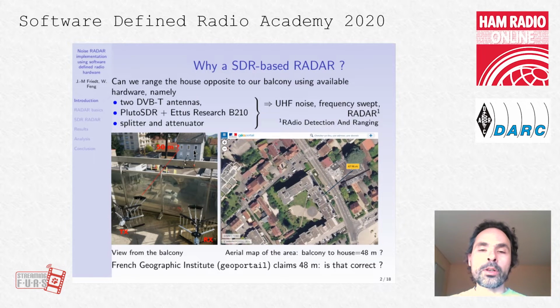Because we're under lockdown conditions, we're not allowed to go to the lab and collect hardware, so we need to try to benefit from whatever hardware we have available. So what do I have at home? I have some TV antennas, so that's TV UHF antennas, 400 to 700 megahertz, more or less. I have a PlutoSDR, software-defined radio from Analog Devices. I have an Ettus Research B210, and various passive hardware: splitter, coupler, attenuators. So can we make a software-defined radio-based radar system, so radio frequency detection and ranging system, for measuring the distance to this house, which is about 48 meters?